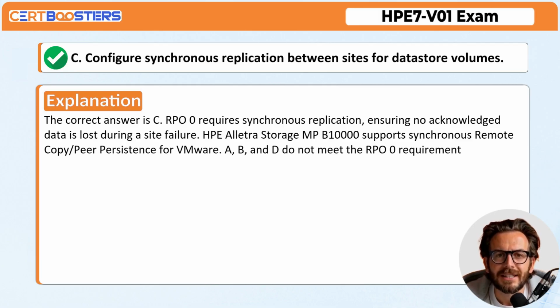Explanation: the correct answer is C. RPO 0 requires synchronous replication, ensuring no acknowledged data is lost during a site failure. HPE Alletra Storage MP B10000 supports synchronous remote copy/peer persistence for VMware. A, B, and D do not meet the RPO 0 requirement.